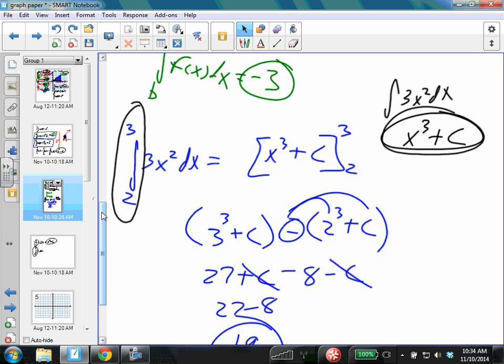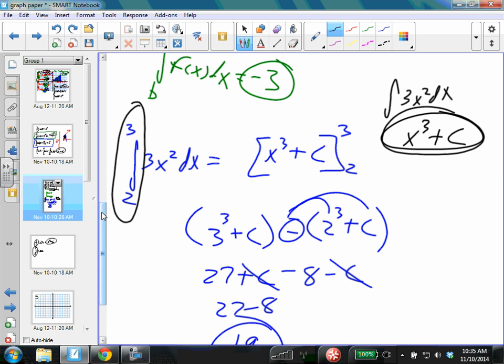Cameron: How do you know that the C's are the same value for the constants? Because it's the same antiderivative, okay? So it's the antiderivative of 3x squared both times. So since it's the same function that you've taken the antiderivative of, the constants are the same constants, and so they'll cancel each other out every time. Okay. All right.